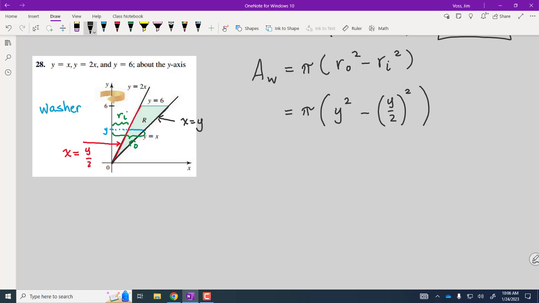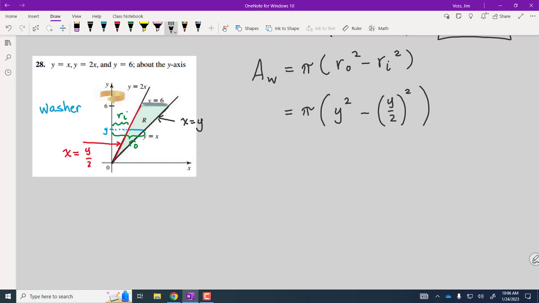The biggest washer is going to be the one, let's choose that color. So right here, this is going to create the biggest washer. When that rotates around the y-axis, that creates a washer. And if we wanted to know what the area of that corresponding washer would be, we would plug in 6 for those two y coordinates right there.